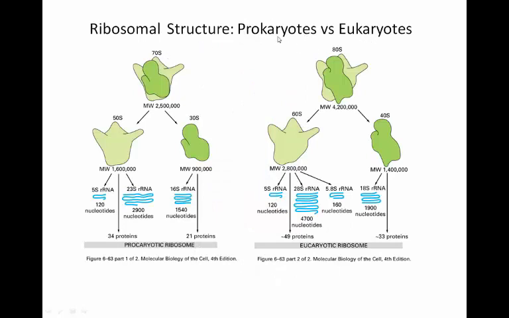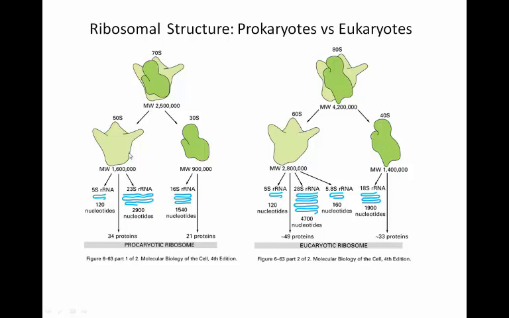You could probably guess the prokaryotic ribosomes will be smaller. So here we have a molecular weight of 25 million. Here we have a molecular weight of 4.2 million. We have a 50S subunit, a 30S subunit. Over here, we have a 60S subunit and a 40S subunit.